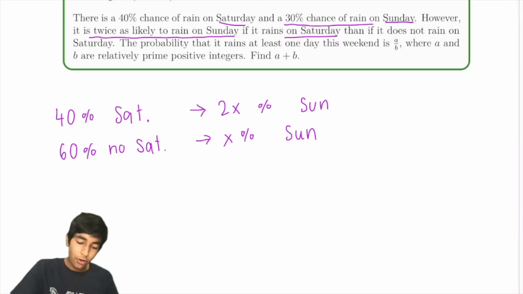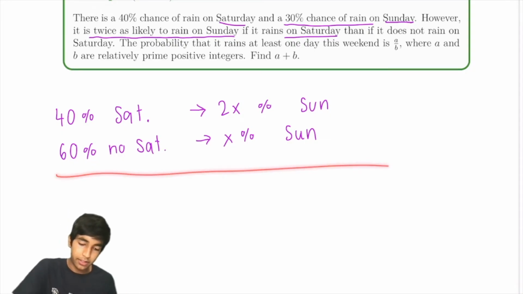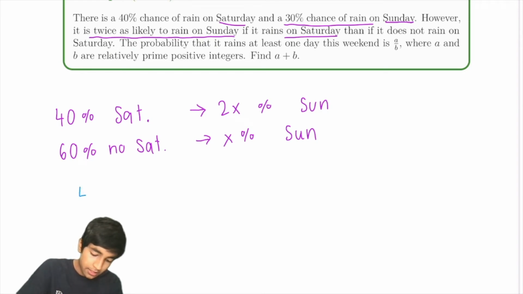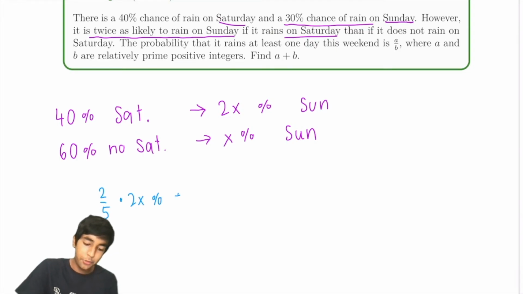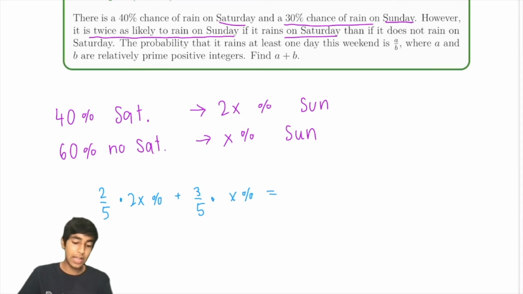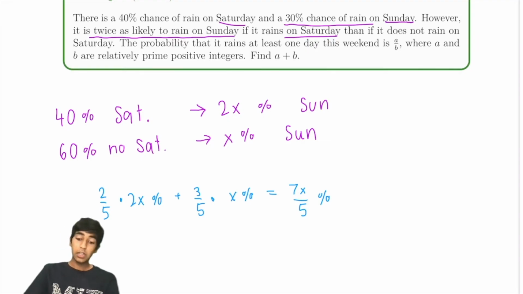And what is the overall probability over here that it rains on Sunday? In the 40% chance, or 2/5 chance, it rained on Saturday, there's a 2x% chance of raining on Sunday. And in the 3/5 chance there's no rain on Saturday, there's an x% chance of raining on Sunday. Overall, if we add these up, we get a 7x over 5% chance of raining on Sunday. Overall chance, right? And this is equal to 30%. It's given in the problem.